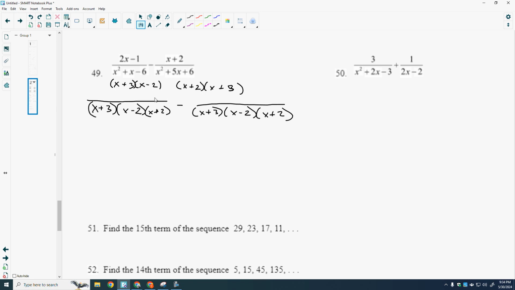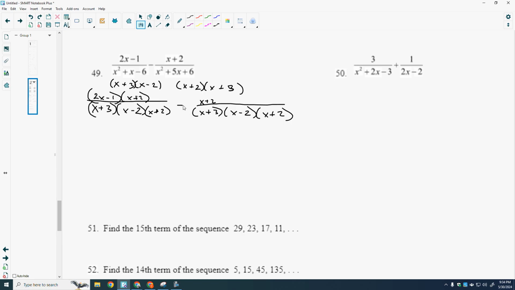Okay, what is in the common denominator that wasn't in the original denominator? The x plus 2. So I'm going to multiply the 2x minus 1 times the factor that was not in the original denominator. Sorry, my pen is glitching all of a sudden. Same question: what's in the common denominator that wasn't in the original denominator? This x minus 2. So we'll multiply the x plus 2.